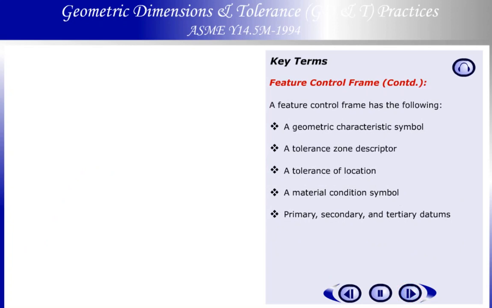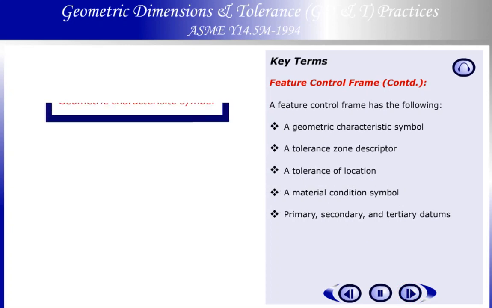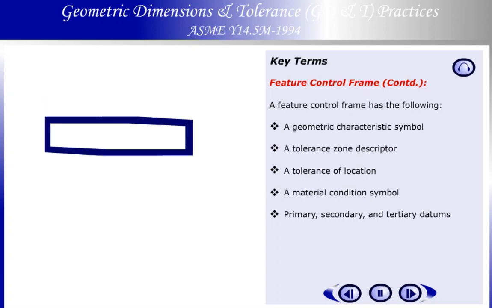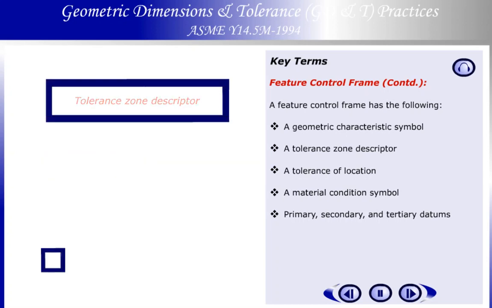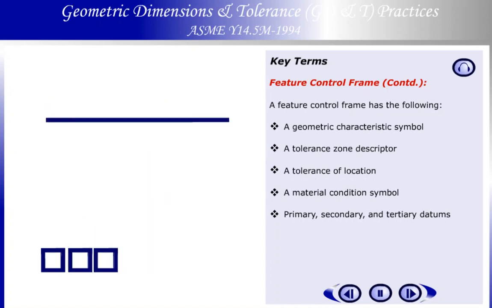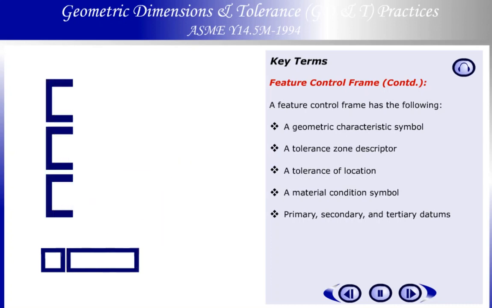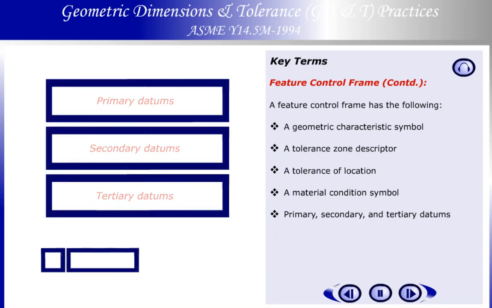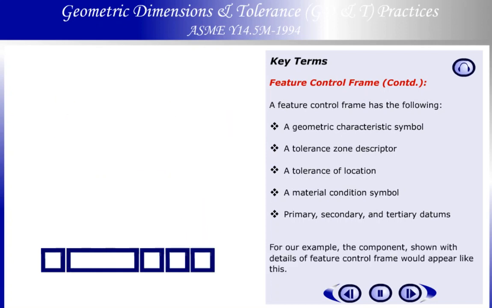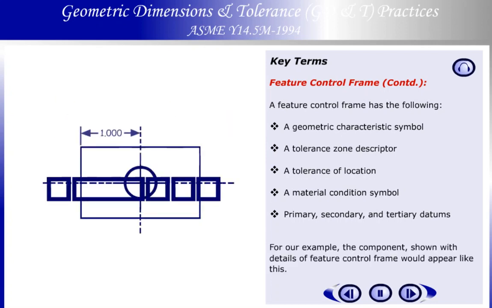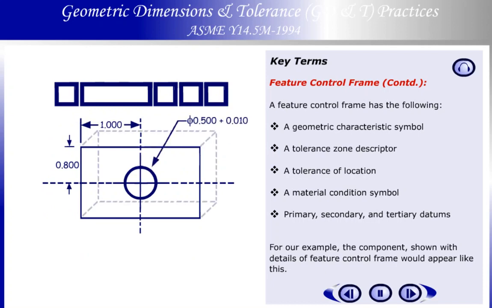Feature control frame continued. A feature control frame has the following: a geometric characteristic symbol, a tolerance zone descriptor, a tolerance of location, a material condition symbol, primary, secondary, and tertiary datums. For our example, the component shown with details of the feature control frame would appear like this.